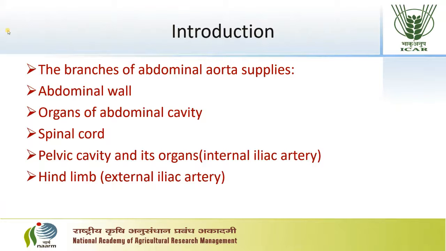The branches of abdominal aorta supply different structures like the abdominal wall, the organs that are present in the abdominal cavity, the spinal cord, the pelvic cavity, and the organs that are present in the pelvic cavity. Mostly it is the internal iliac artery which supplies these organs, and the external iliac artery, which is the terminal branch of abdominal aorta, supplies the hind limbs.